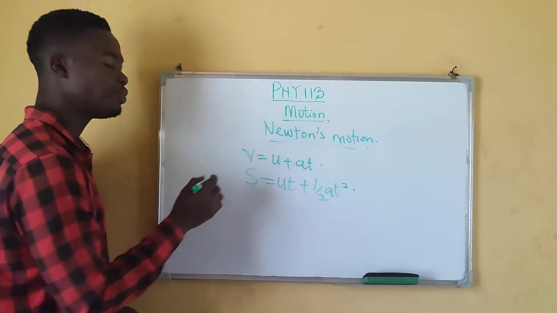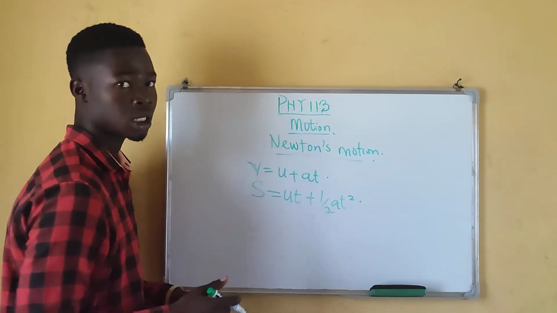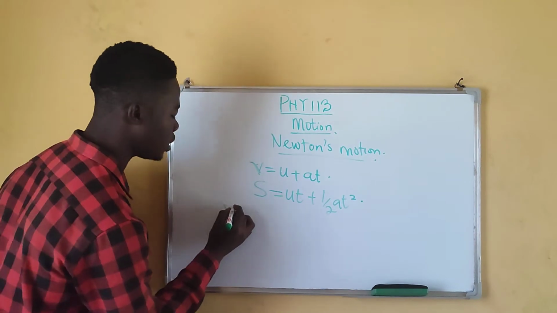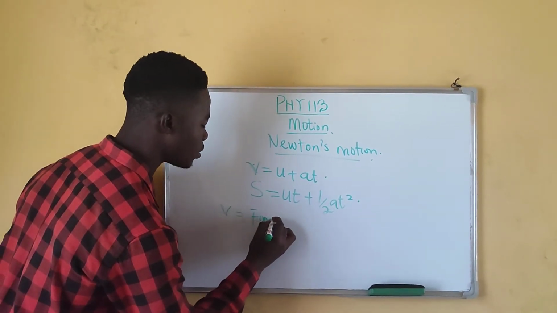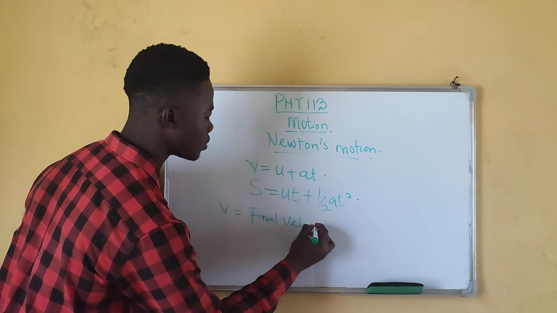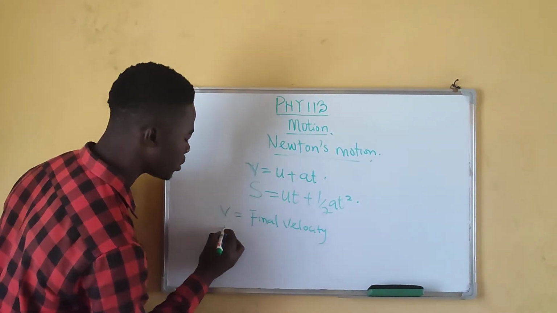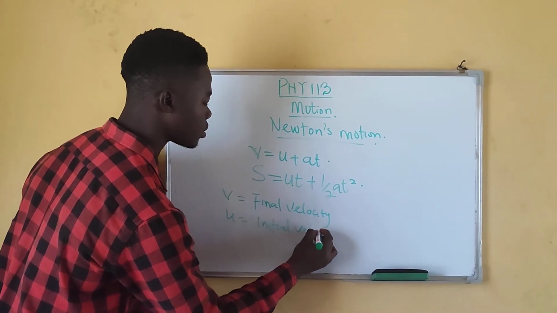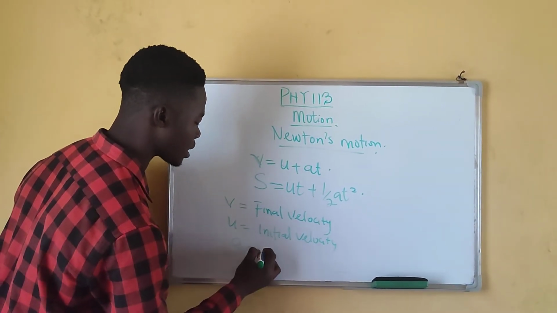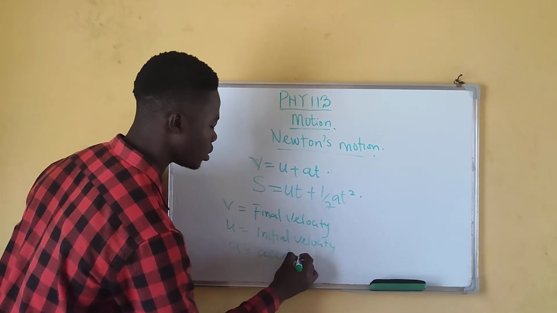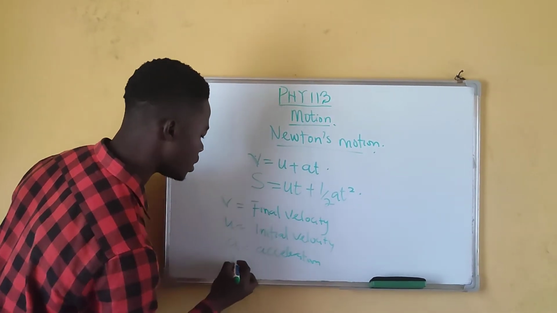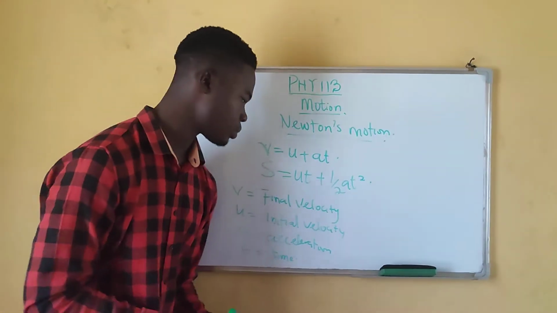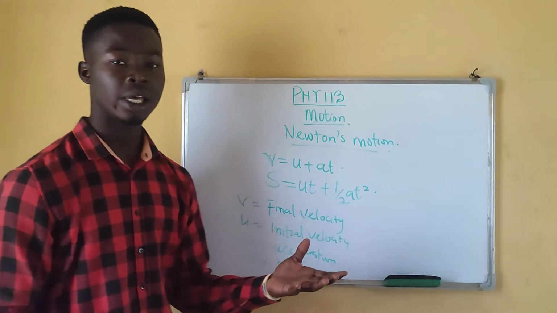Now, this V you are seeing here is velocity. This U you are seeing here is velocity. So what differentiates them is that this V is the final velocity. This U is the initial velocity. The A is the acceleration. And the T is the time.